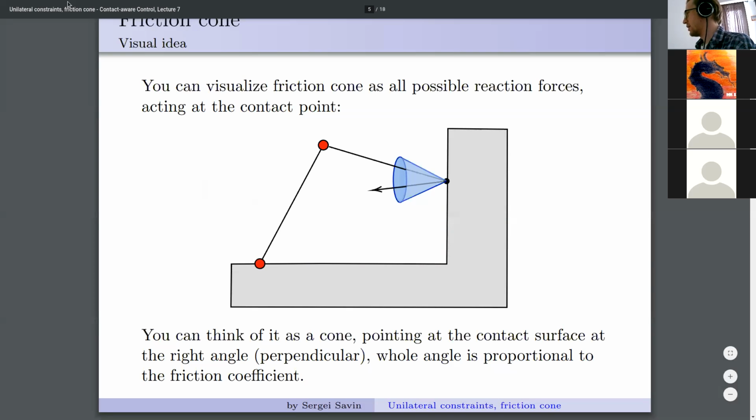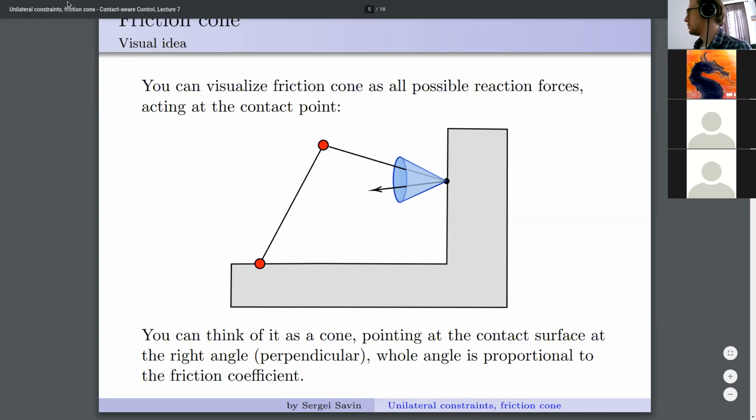So the friction cone is exactly that. You can imagine your manipulator goes to touch a wall, right? And what happens is you have a friction cone that is perpendicular to the wall. Notice that on this figure, your friction cone is not perpendicular to the link. It is perpendicular to the wall, and that is how it is.